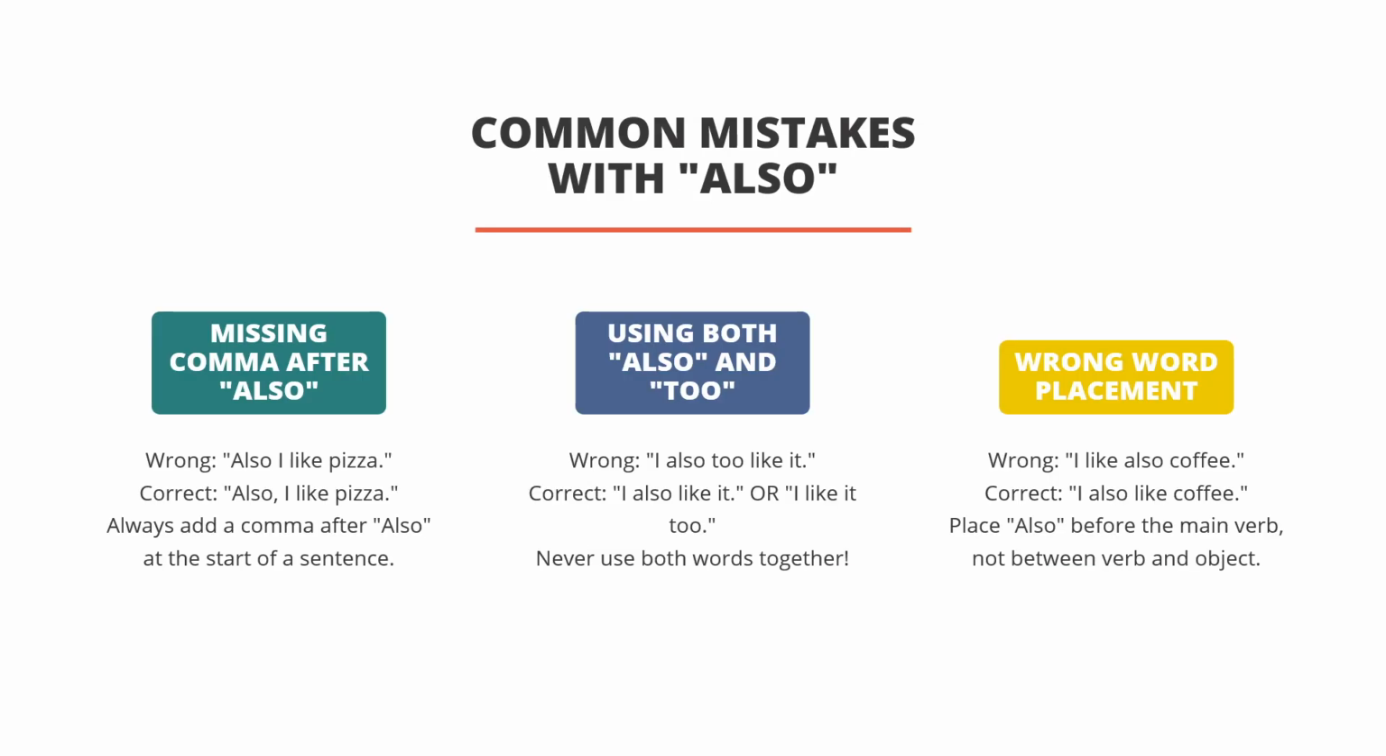Let's talk about common mistakes. First, never use also and too together. Don't say, I also too like it. That's wrong. Second, place also in the correct position. Third, remember to add a comma after also when it starts a sentence.